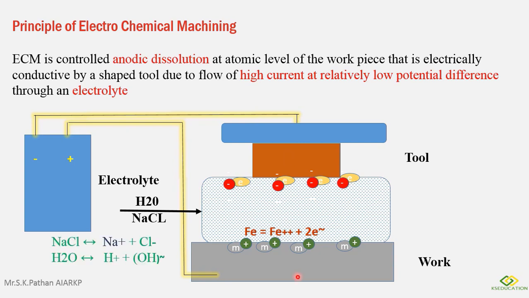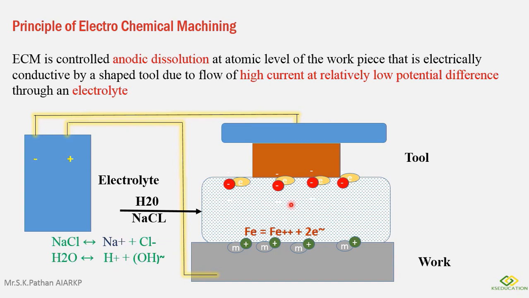In between these two there is an electrolyte, which is a mixture of water and sodium chloride, and because of this high current the sodium chloride separates into sodium ion and chlorine ion, and water is separated into hydrogen ion and hydroxyl ion. Now this solution contains negatively charged electrons, iron ions which are positively charged, sodium ions, chlorine ions, hydrogen ions and hydroxyl ions.